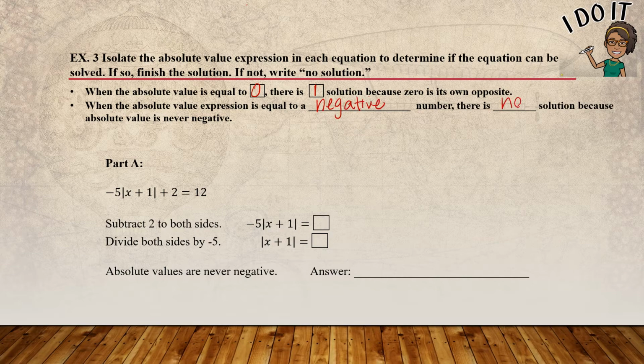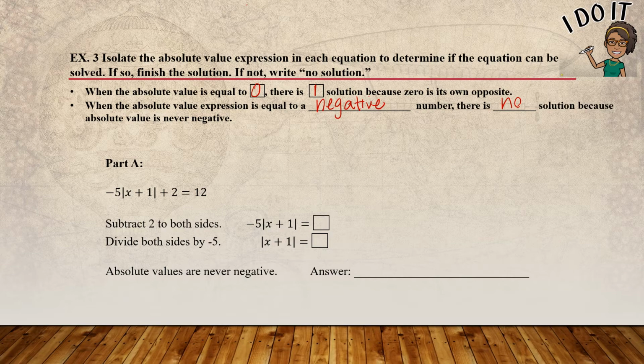But when the absolute value expression is equal to a negative number, there is no solution, because remember, absolute values can never be negative. Whether I plug a positive number or a negative number into an absolute value, absolute value consists of distance away from 0, and distance is always positive. So the value of any number in the absolute value will always be positive. Therefore, it can never be negative.